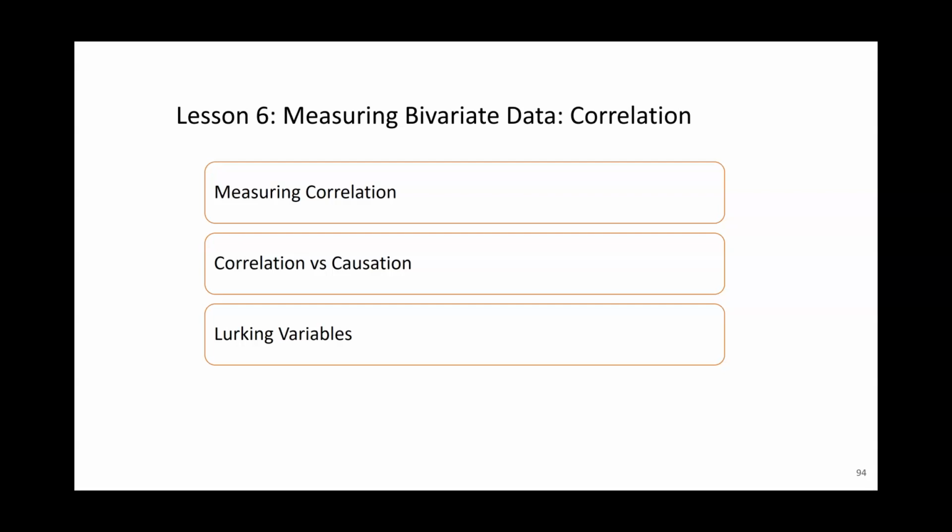Okay, bienvenidos a lesson 6. So we're going to talk about measuring bivariate data. When we have two quantitative variables and we want to talk about how strong the relationship is, we have a measurement for the strength that we use, and it's called correlation.